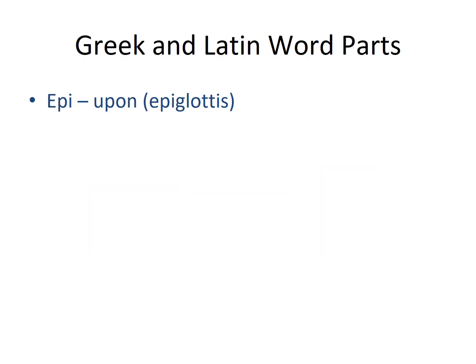Let's look at one of the word parts previously covered in a different way. Epi meaning upon, such as epidermis, can also be used in the term epiglottis. The glottis refers to the opening of the trachea. That completes the first part of Chapter 16.